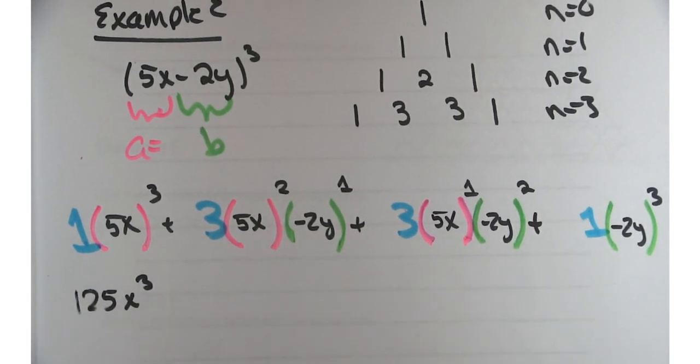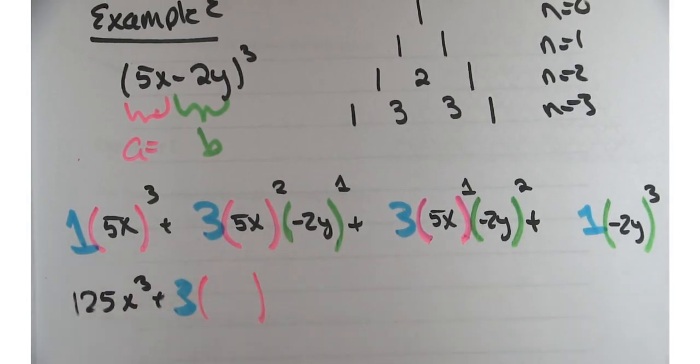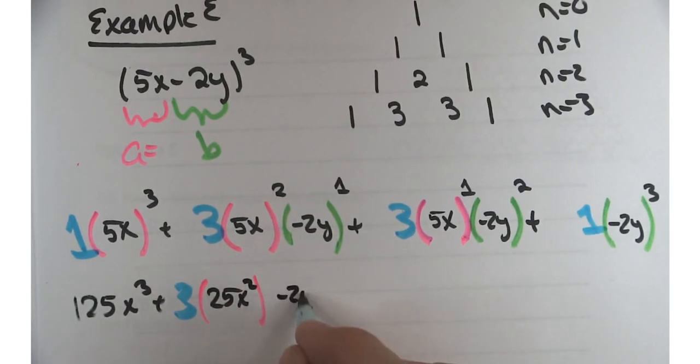What happens when I cube out 5x, or square out 5x? 25. Yeah, I'll get a 25. So 3, and then a 25. Is it just 25x? Thank you. 25x squared. And then a minus 2y there.